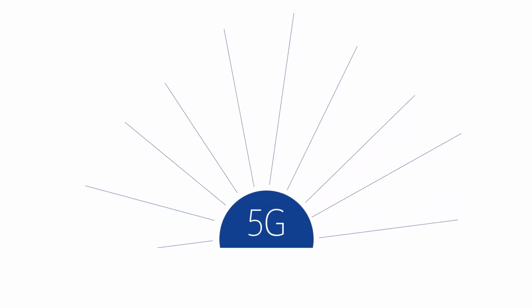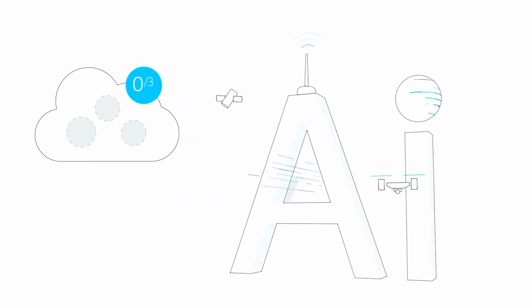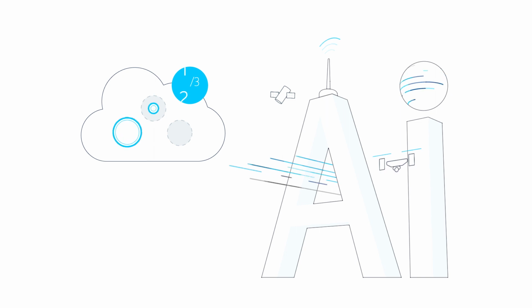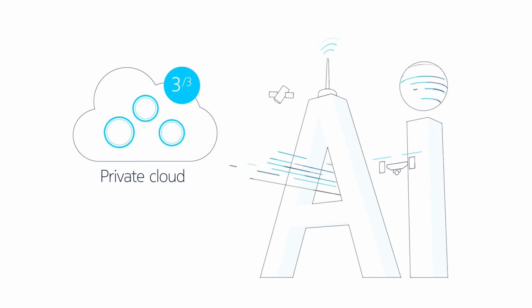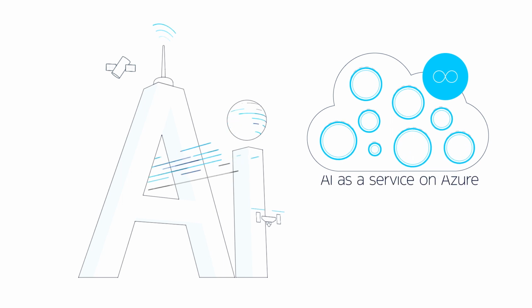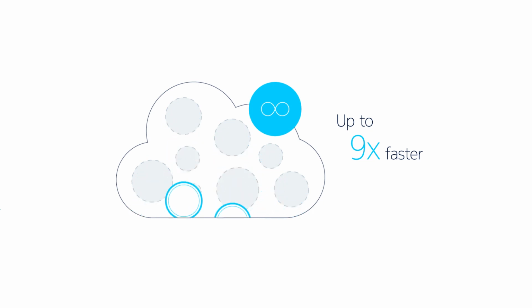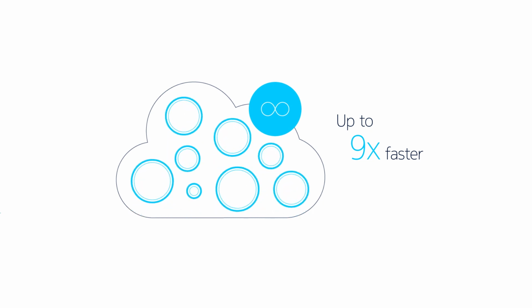5G is boosting network performance and creating new possibilities. But it also adds complexity that's only manageable with artificial intelligence. Typically, AI use cases are implemented on a private cloud. Yet running AI on a public cloud is more powerful, and with Nokia AVA AI as a service, can be deployed 9 times faster for rapid results.